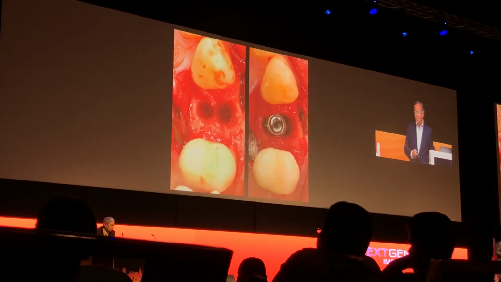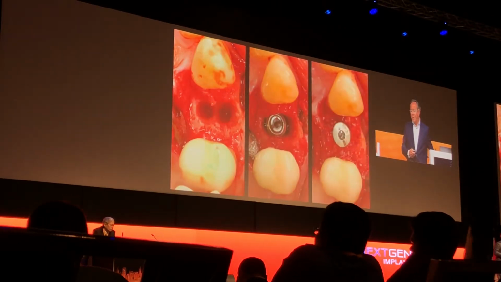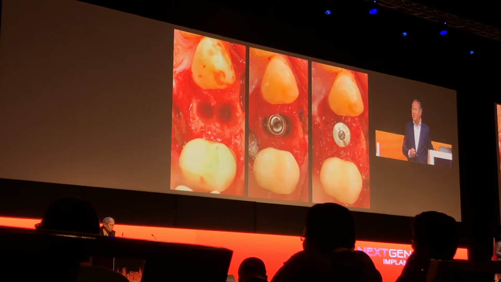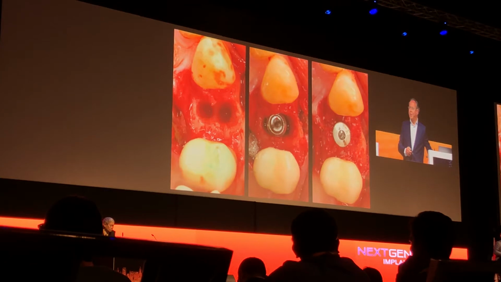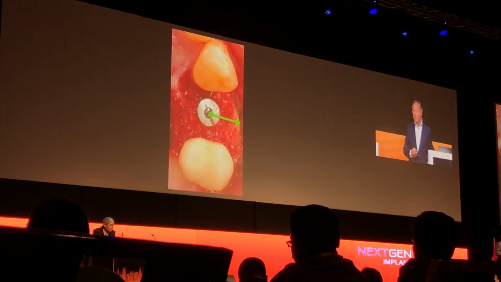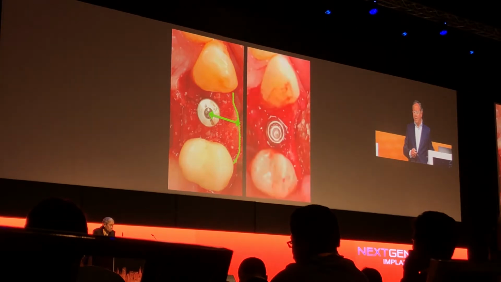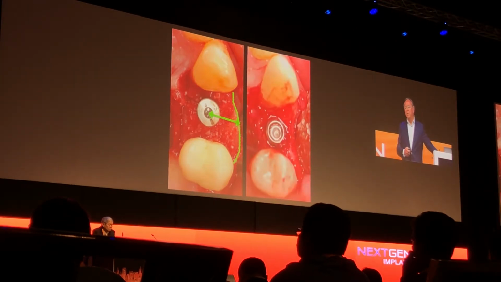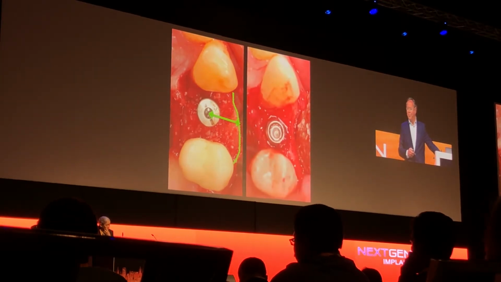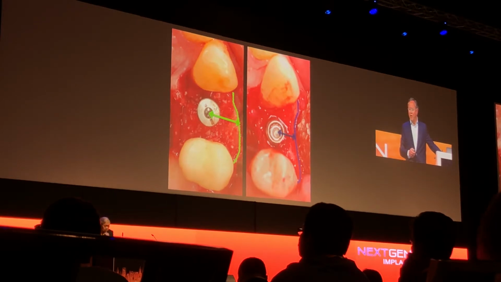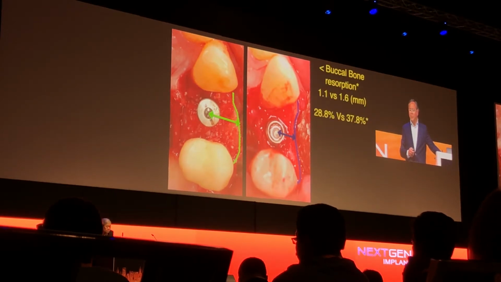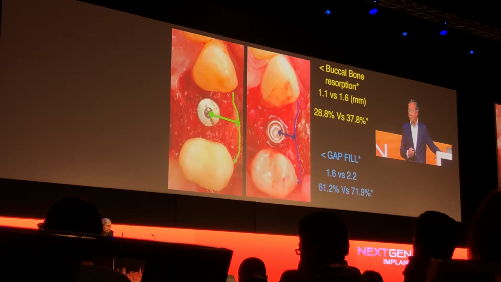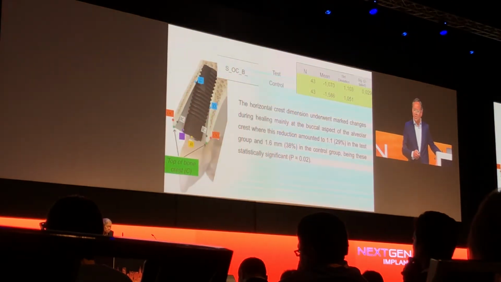And you see, these are some of the cases. This is a test site where we grafted. You see how beautiful the convexity of the buccal bone is. Well, you see 4 months later, that is not convex anymore, that is flat or concave. So you may think, well, in this situation the graft did not help too much. Well, let's visit some of the numbers.